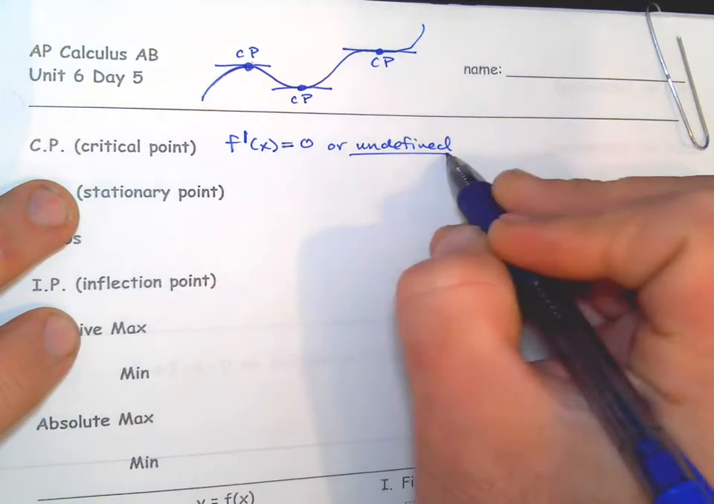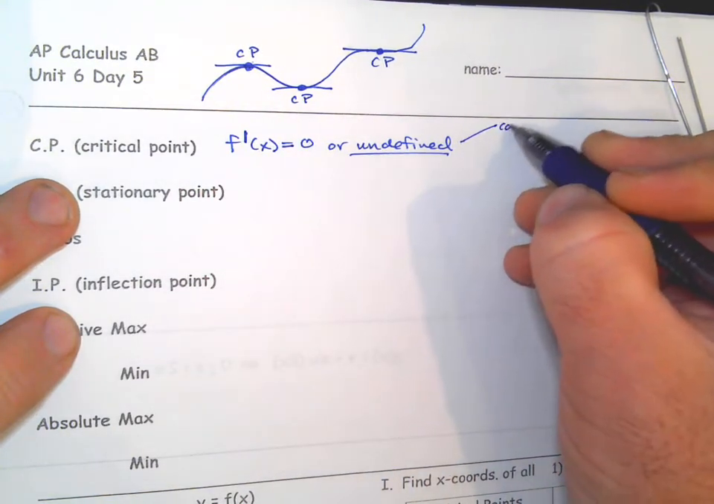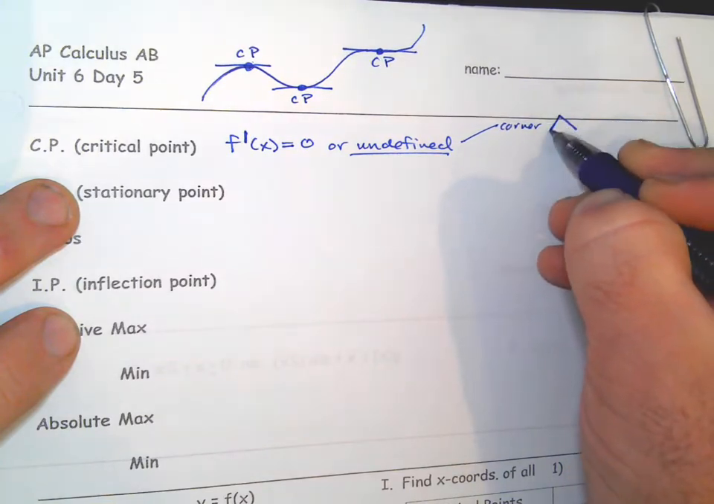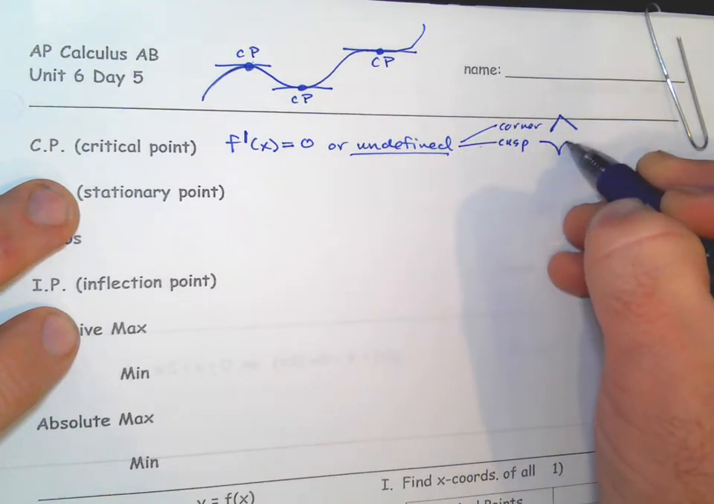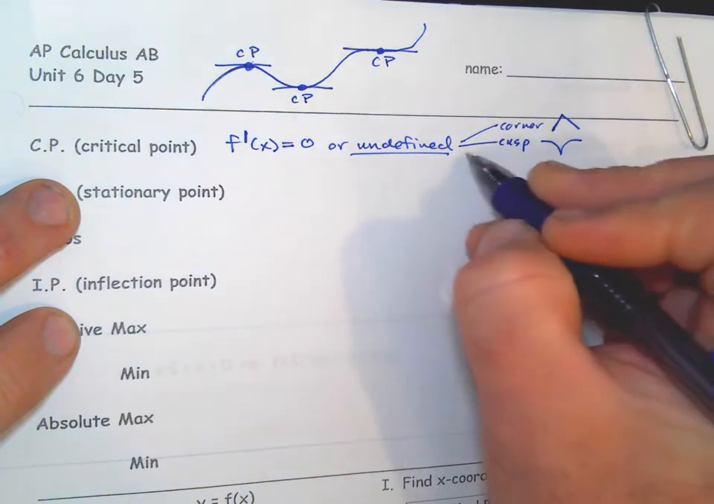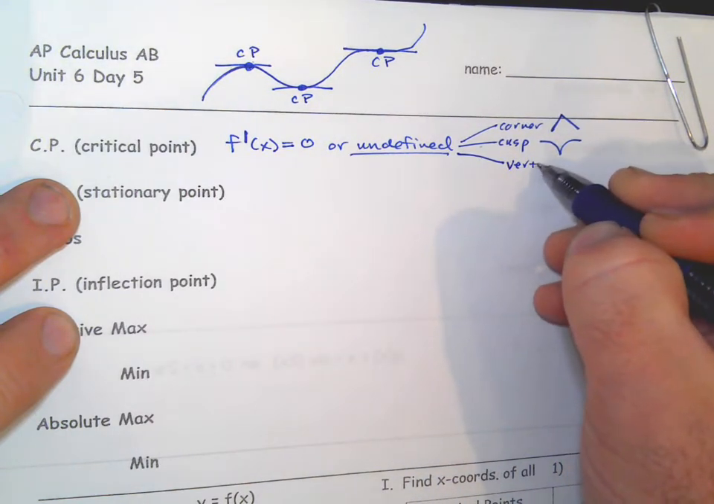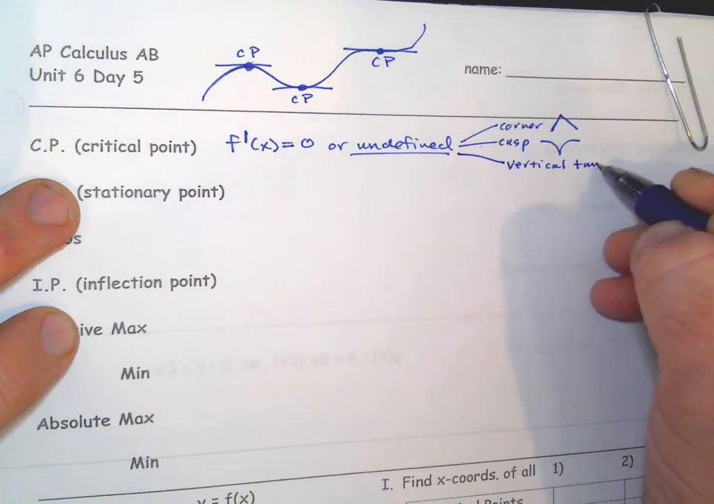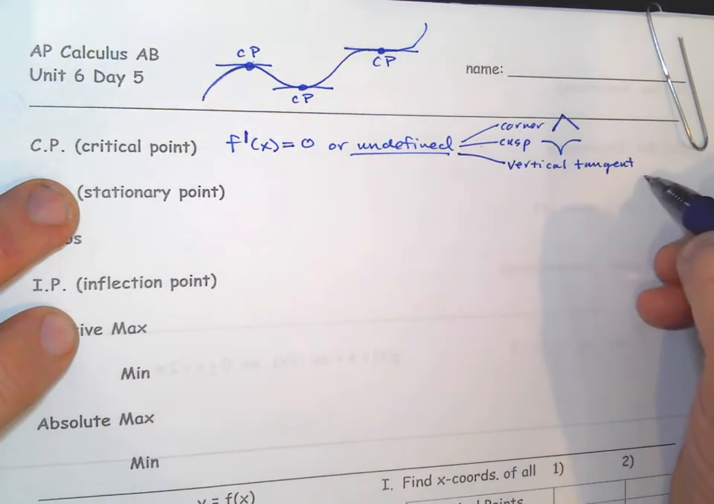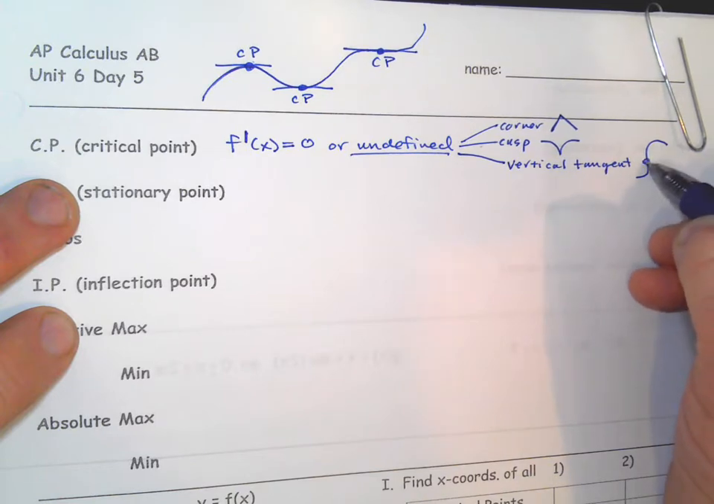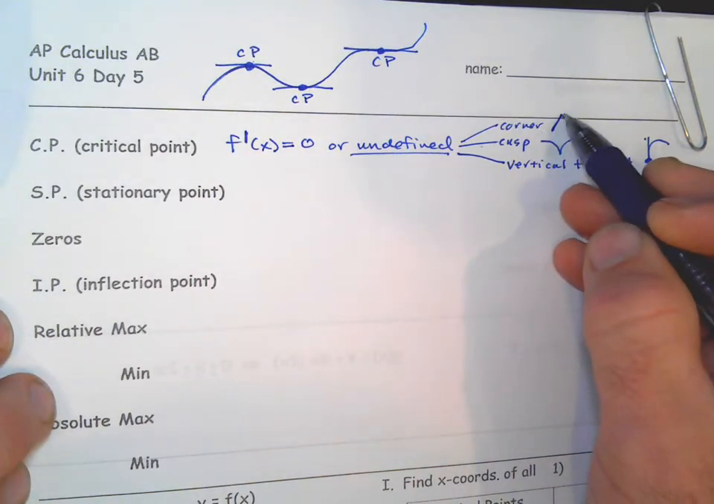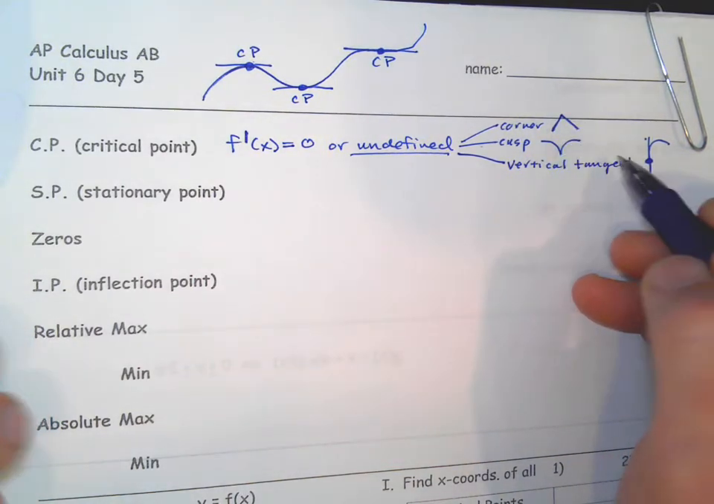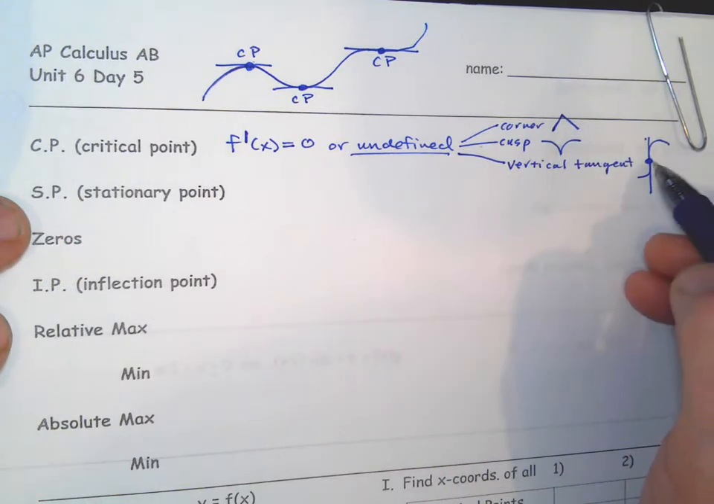So undefined would be like a corner, a sharp corner, a cusp, which could maybe look like that. Or, this one's kind of an interesting one, a vertical tangent. Okay, so vertical tangent would be like maybe a cube root function, kind of looks like this. And it has a tangent line straight up and down. So it's smooth. These other ones happen usually at places where the graph isn't smooth. So the derivative doesn't exist because the one-sided derivatives don't agree. But this one, the derivative is just infinite.